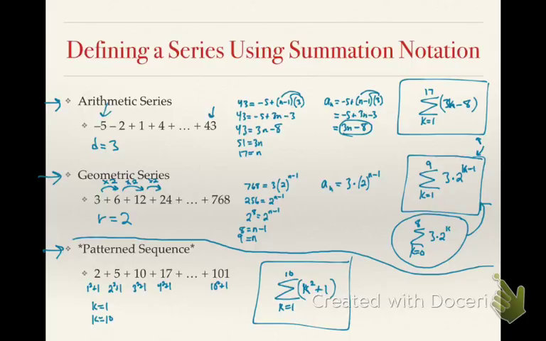Now when you're asked to write the formula, it's always a good idea, whatever summation notation you get, to work backwards to see if you get the original pattern. If you were to plug in 1, 2, 3, 4, 5, 6, 7, 8, 9, 10, I should be getting all the numbers over here. So it's a good idea to check it in that way.